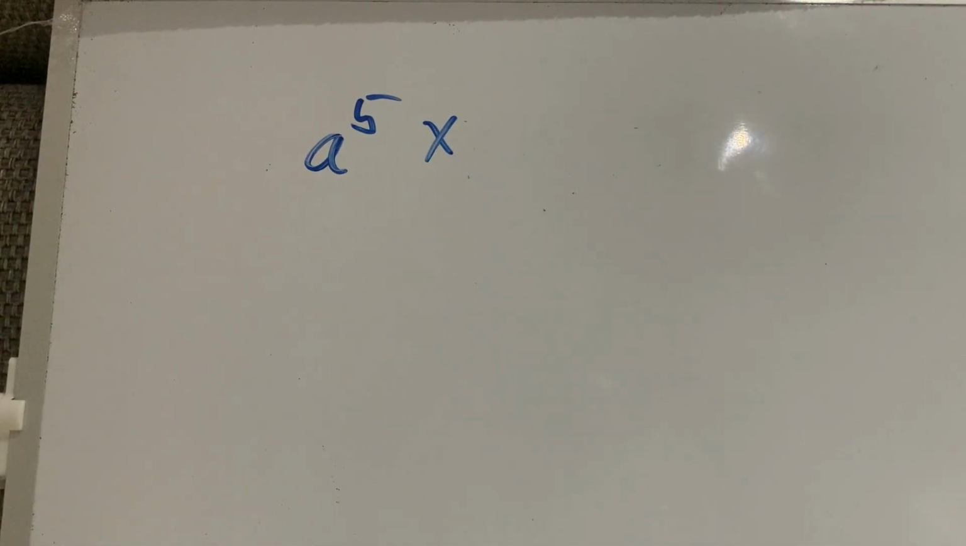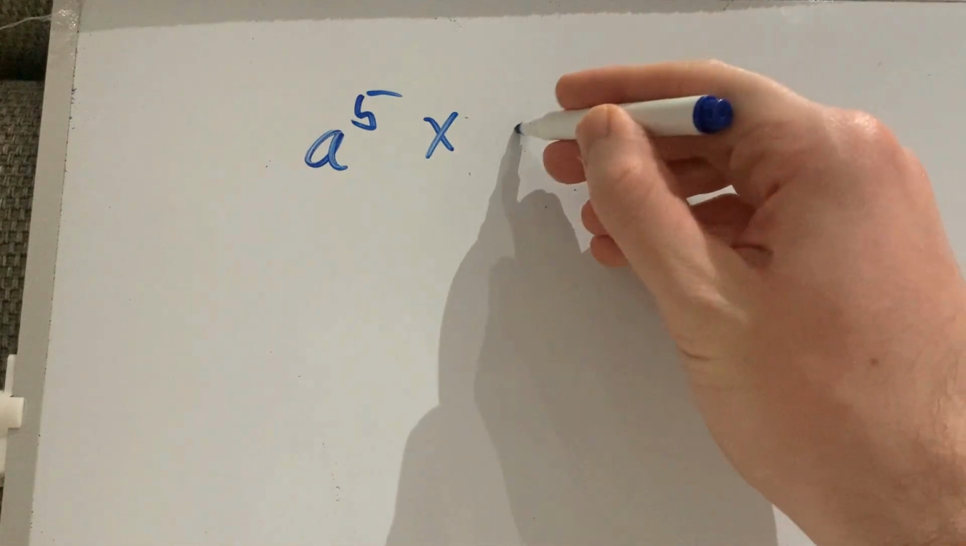Okay, let's imagine I asked you to do a to the 5 times a to the 0.